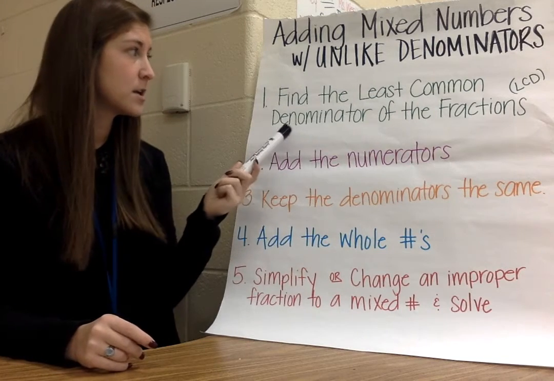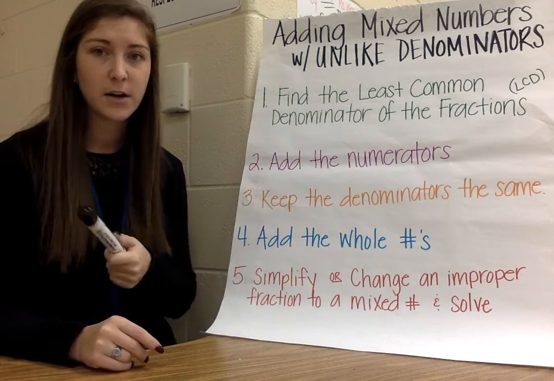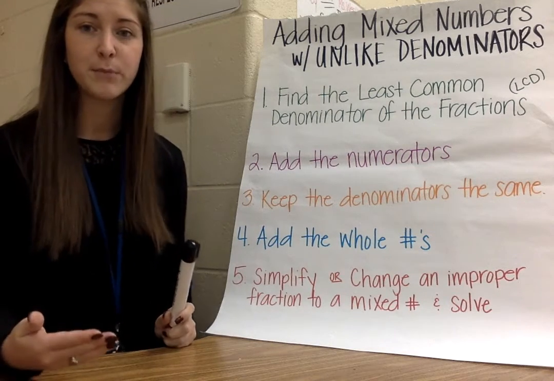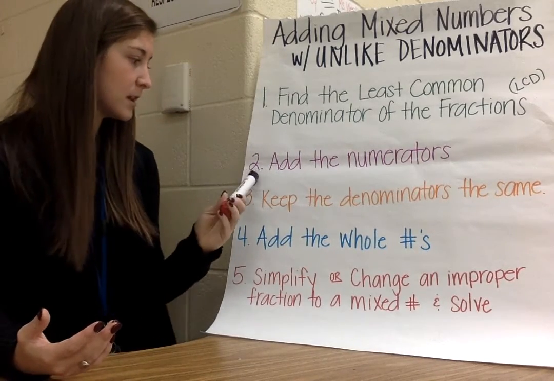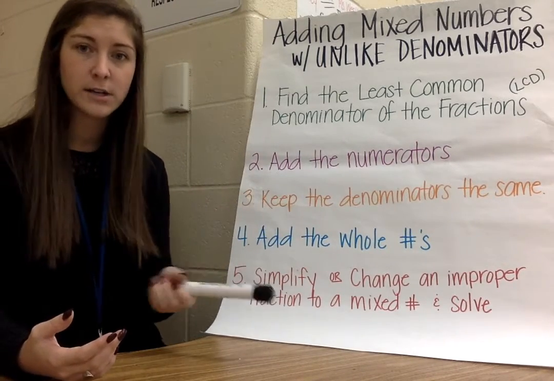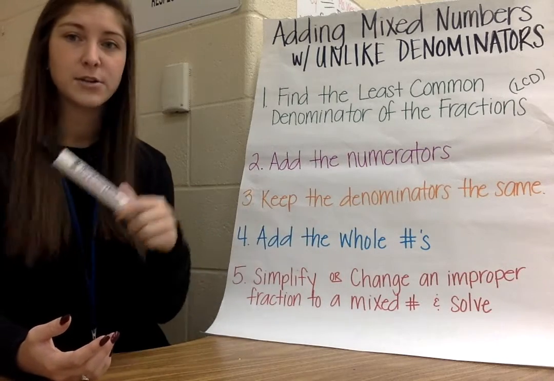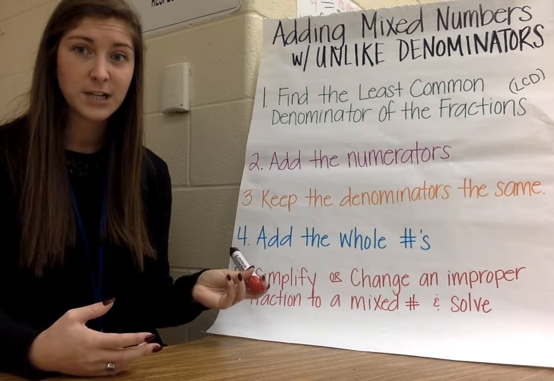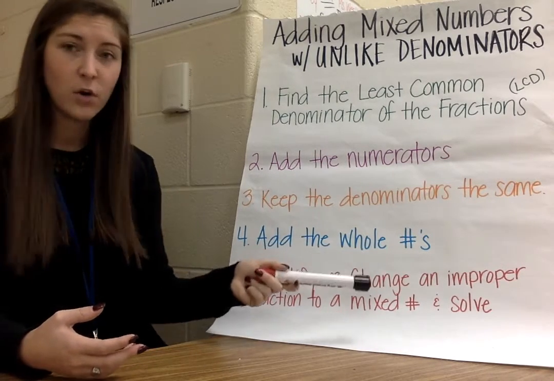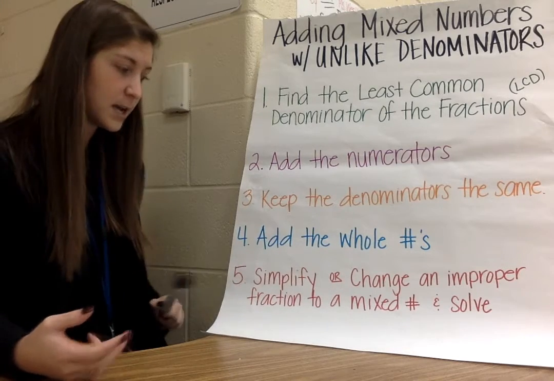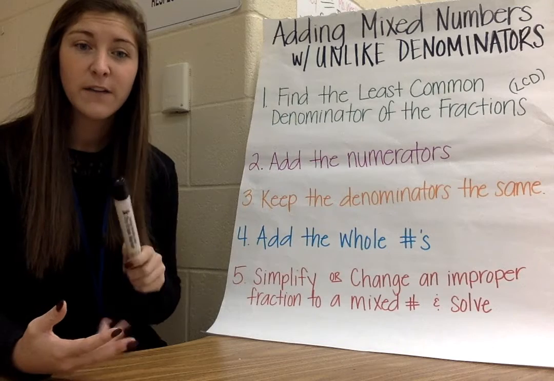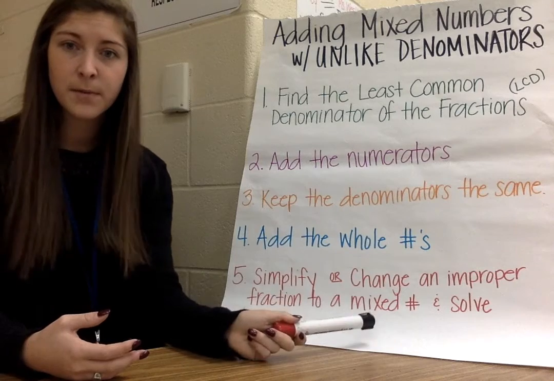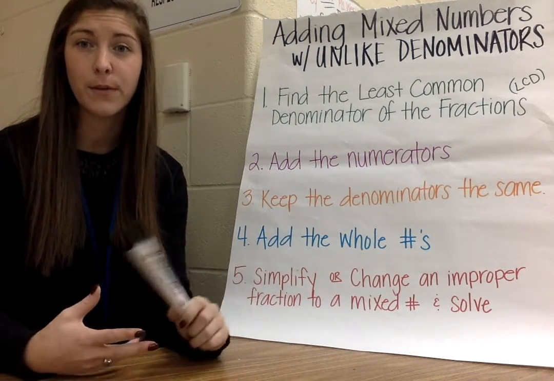The first one is to find the least common denominator of the fraction, which is your LCD or your least common multiple. You're listing those multiples out of the different numbers. The second step is to add the numerators straight across. The third step is to keep the denominators the same when you're bringing it down. The fourth step, this is what's different from adding fractions with unlike denominators, is that you have to add the whole numbers. And then for the fifth step, you can simplify that fraction, or if that fraction happens to be an improper fraction, you will have to change it to a mixed number and then add that onto your whole number that you already have.